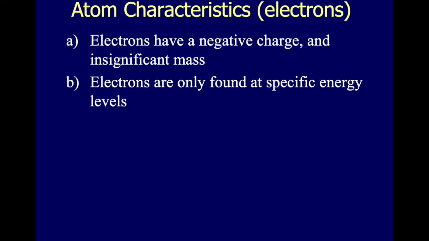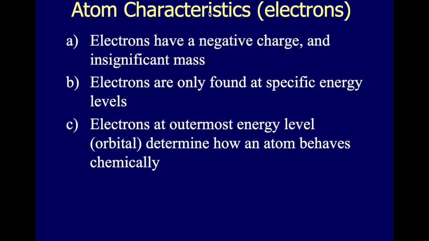Electrons can only be found at specific energy levels away from the nucleus of the atom. Now, electrons are negatively charged. Protons are positively charged. Therefore, electrons should want to go into the nucleus to find the protons. However, they can't, because these specific energy levels where electrons exist are not intersecting with the nucleus at any point.